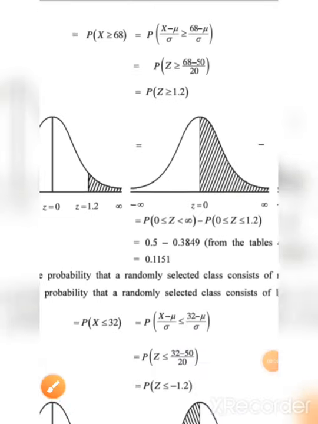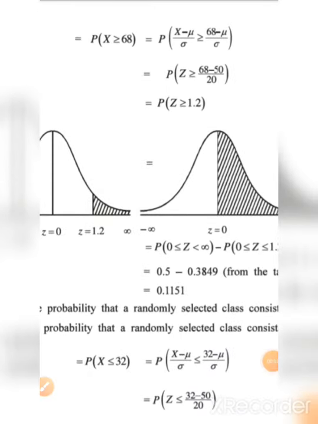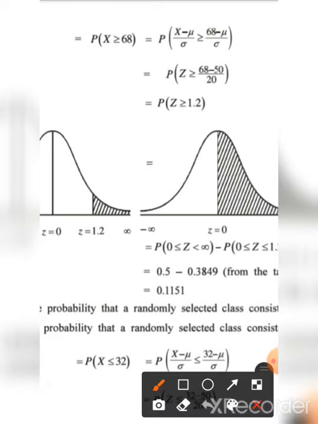Doing it further, I'm talking about the first part of the question, that a class consists of more than 68 students. Now see children, they have given more than 68 students. 68 is always x, as I told you. So how can we write this? We need to find out p of x more than equal to 68. Why? Because they have told us to find out the probability where the class consists of more than 68 students, right?